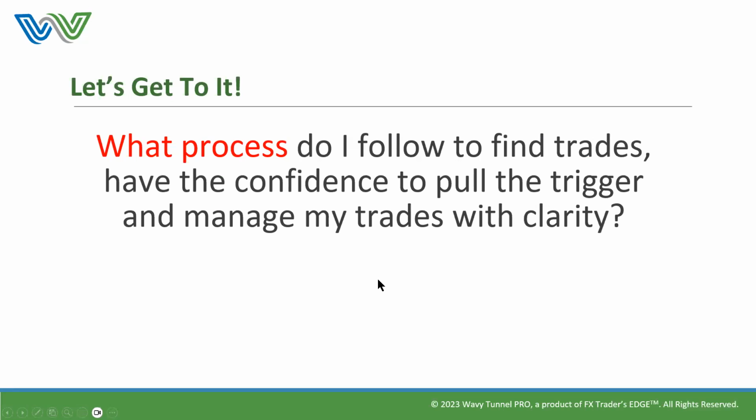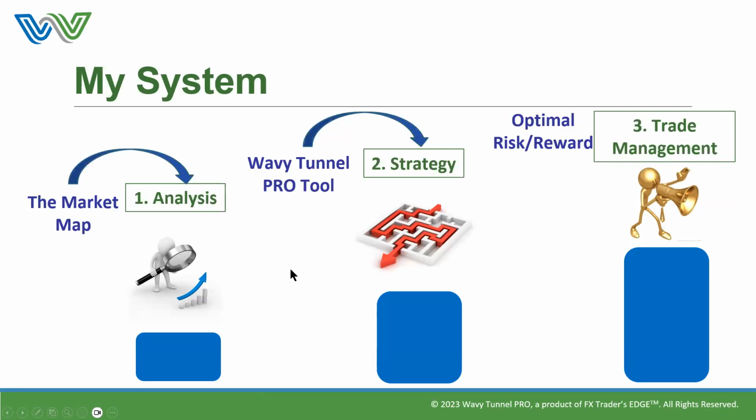So what process do I follow to find trades, have the confidence to pull the trigger and manage my trades with clarity? Well, we already discussed this a bit. The market map, I'm going to show you the market map. That's the analysis, the Elliott wave analysis. And then the strategy, you need a tool. So I developed a great strategy called the Wavy Tunnel Pro to represent the market waves in Elliott wave analysis. And then finally, trade management and money management using optimal risk reward. That is key, as we've already discussed.